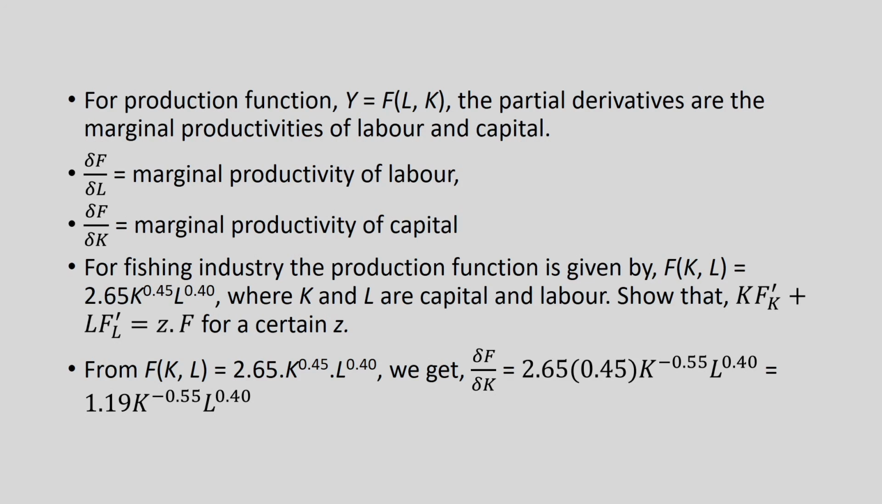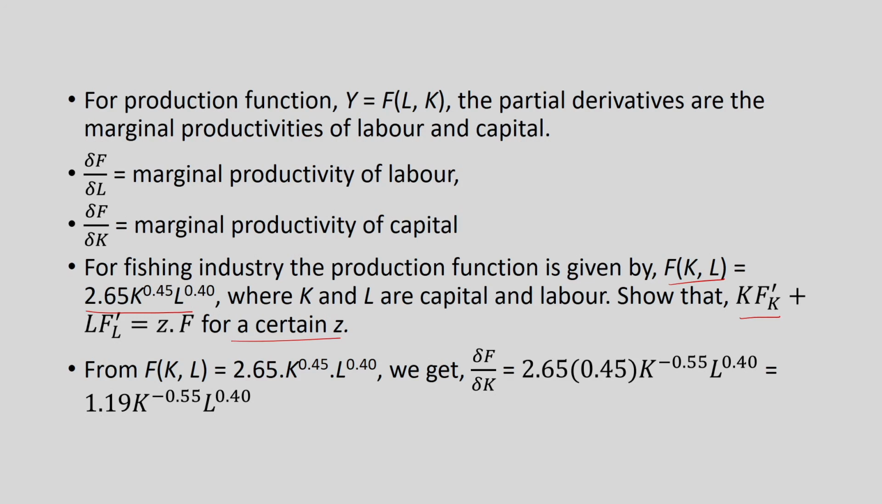So, here is an example. For the fishing industry, the production function is given by f of k, L is equal to 2.65 k to the power 0.45 L to the power 0.4. So, this is a typical Cobb-Douglas production function, where k and L are capital and labor. Show that k multiplied by f dashed k plus L multiplied by f dashed L is equal to z multiplied by f for a certain value of z. Here f dashed k and f dashed L are obviously partial derivatives of f with respect to capital and labor.